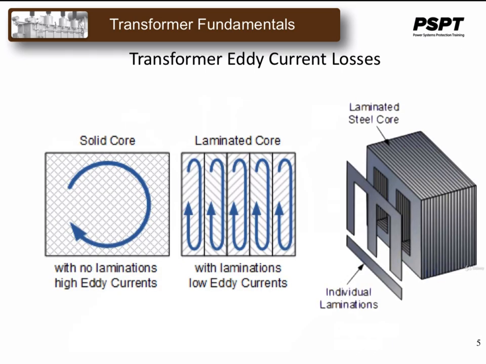Eddy current losses within a transformer core cannot be eliminated completely, but they can be greatly reduced and controlled by reducing the thickness of the steel core. Instead of having one big solid iron core as the magnetic core material of the transformer or coil, the magnetic path is split up into many thin pressed steel shapes called laminations.